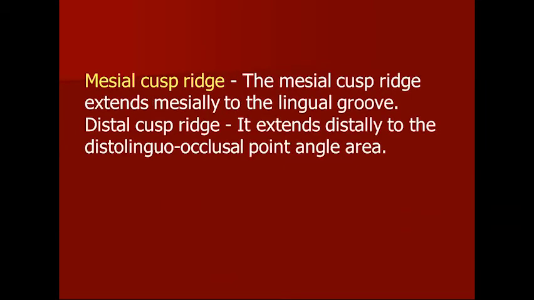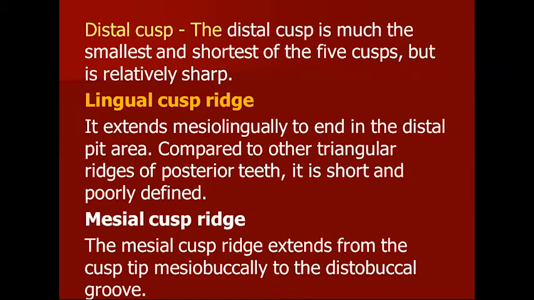Mesial cusp ridge, the mesial cusp ridge extends mesially to the lingual groove. Distal cusp ridge, it extends distally to the distolinguo-occlusal point angle area. The distal cusp is much the smallest and shortest of the five cusps, but is relatively sharp. Lingual cusp ridge, it extends mesiolingually to end in the distal pit area. Compared to other triangular ridges of posteriors, it is short and poorly defined.